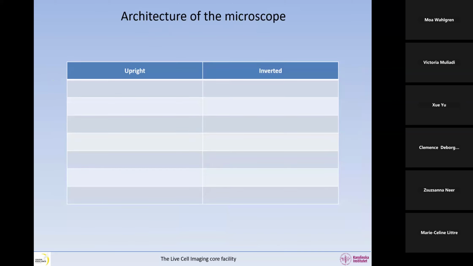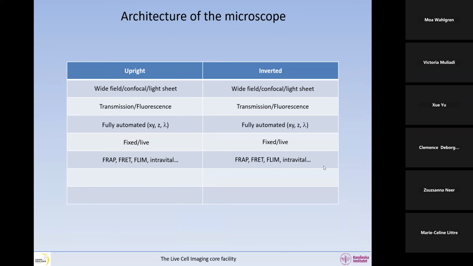Now here is a little list of the things that are common and different between an upright and an inverted microscope. And these are the things that are the same. On an upright or inverted microscope, we can use a wide field system, a confocal system, or a light sheet system. We can image fluorescence and transmission. We can have full automation of XY, so the stage moving, and then doing Z stacks and also changing colors. So this is the same on both. And we can image live samples or fixed samples, and we can do some advanced techniques like FRAP and FLIM and all this stuff on both of them.